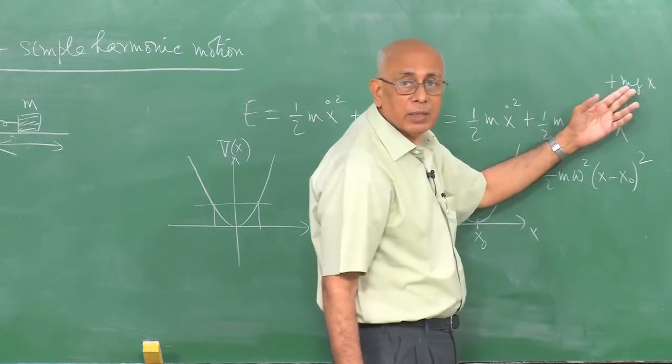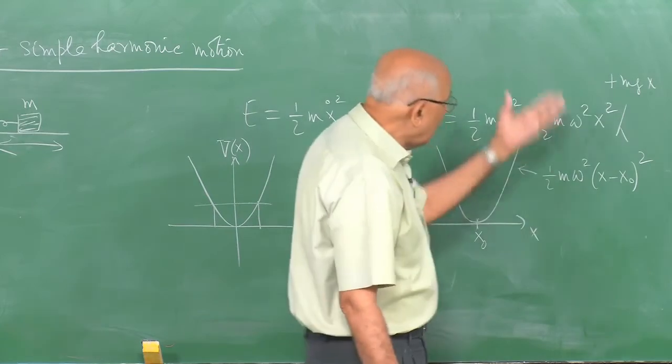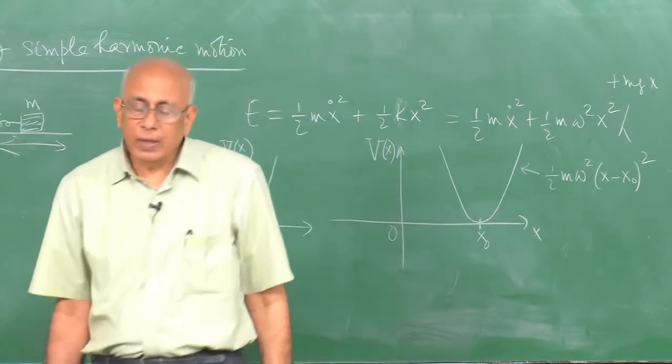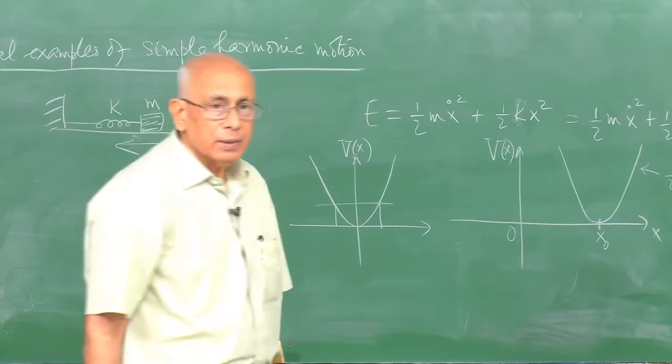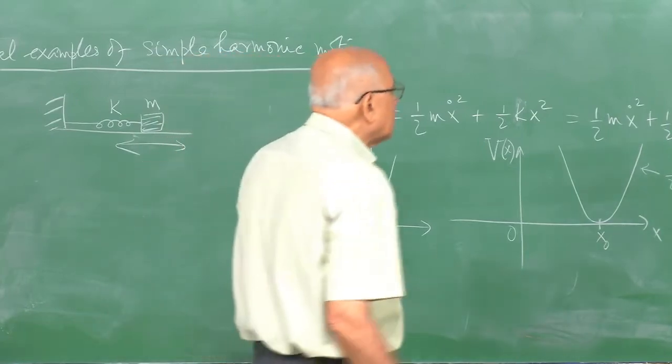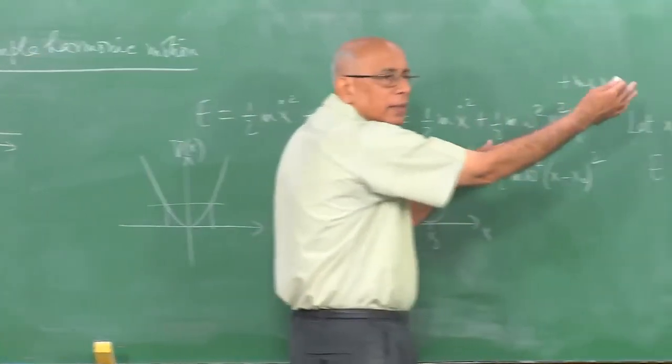So I urge you to try this out as an exercise by adding a force of gravity here, a potential due to gravity, and then asking what happens in this problem, what happens to the frequency of the simple harmonic oscillator. But the trick is very simple, all you have to do is to complete the square and so on.